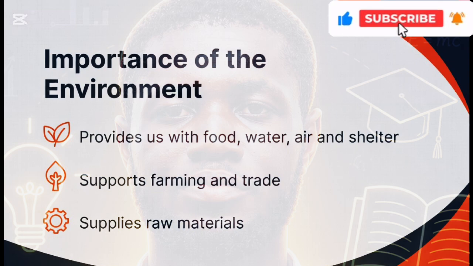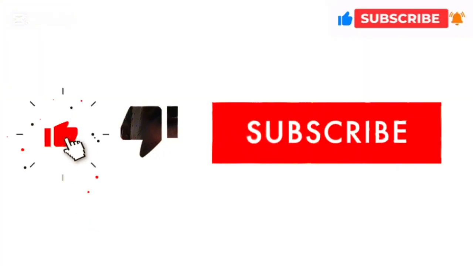Provision of raw materials. All the materials that we use in production of goods and services are from the environment. Let's talk about the wood that we use for furniture, or the wood that we use for even our boards in the classroom. They are from the environment. That is how the environment provides us with raw materials. If you are able to enjoy chocolate, it's because of the environment.